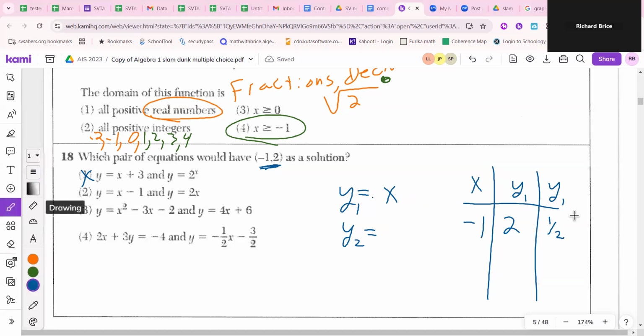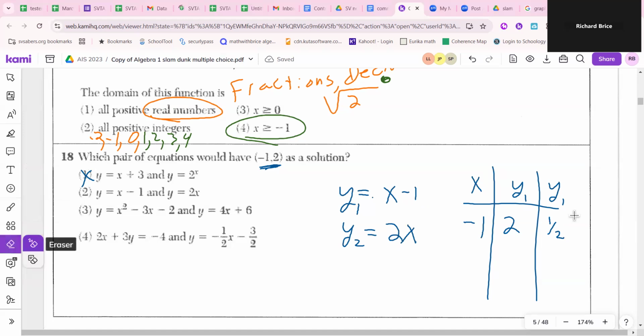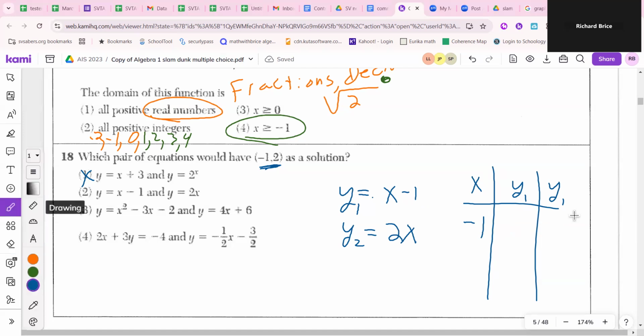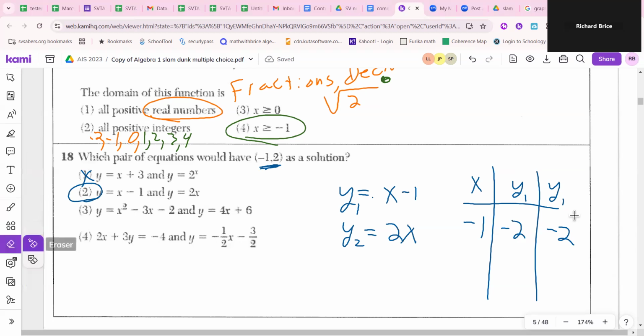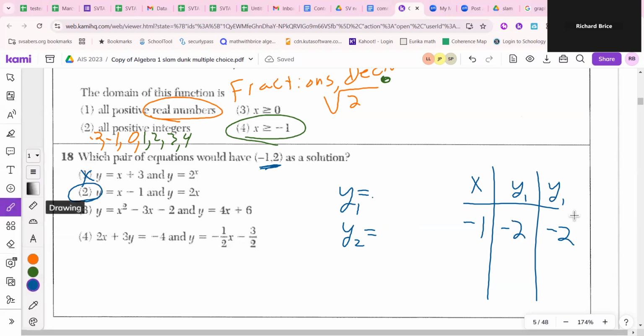the next equation is x minus 1 and 2 to the x. We type them into our calculator. We look at the table, and when I plug in -1, I get out -2, and I get out -2. It's choice 2. Don't stop. Do the next one. Why? Make sure you didn't make a mistake.